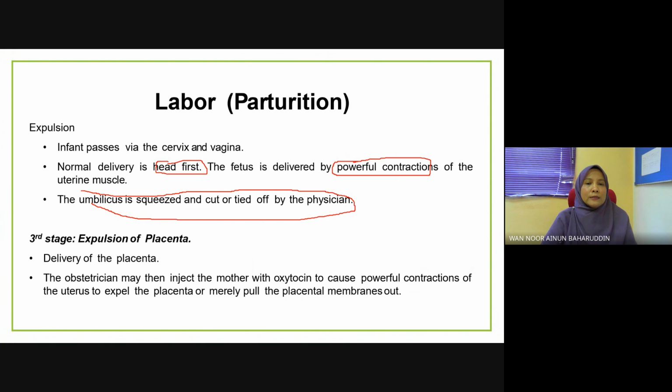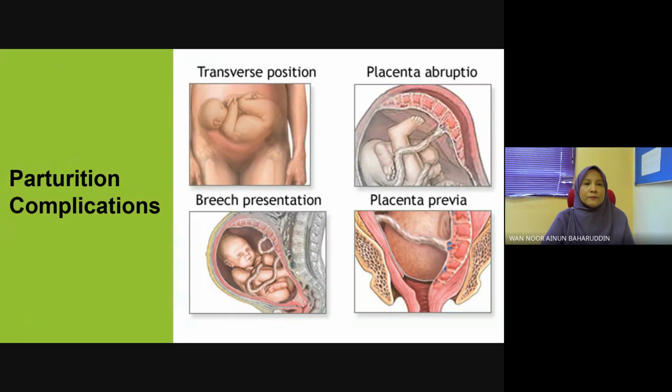They will sometimes inject the mother with oxytocin, but usually the placenta is delivered automatically. So this can cause powerful contraction again. This one is from an external stimulus, oxytocin. To expel the placenta, they merely pull the placental membranes out.